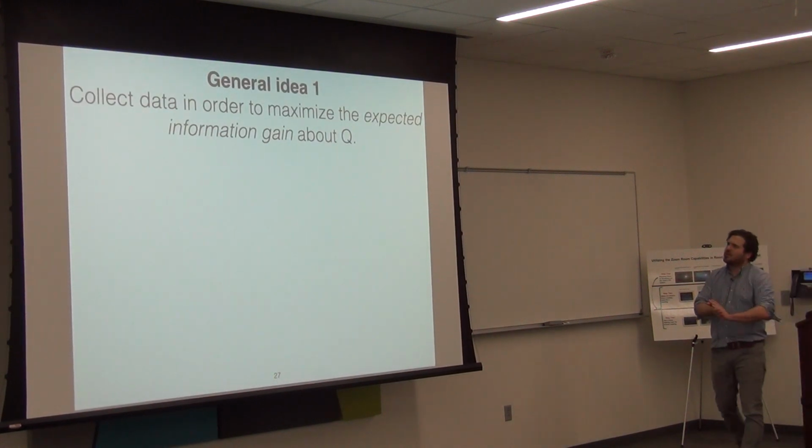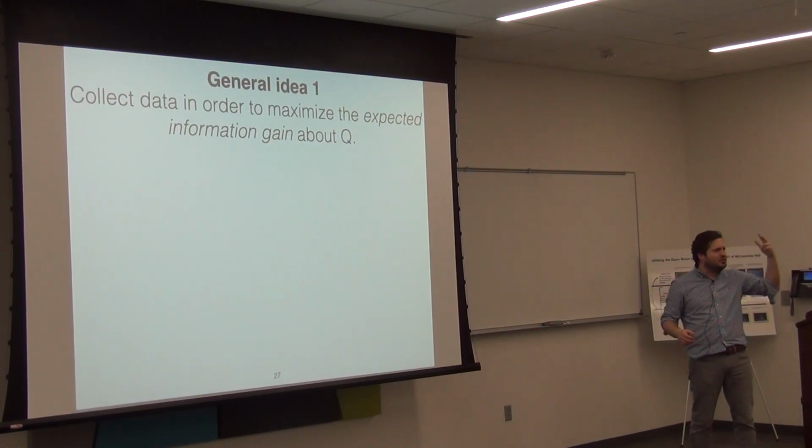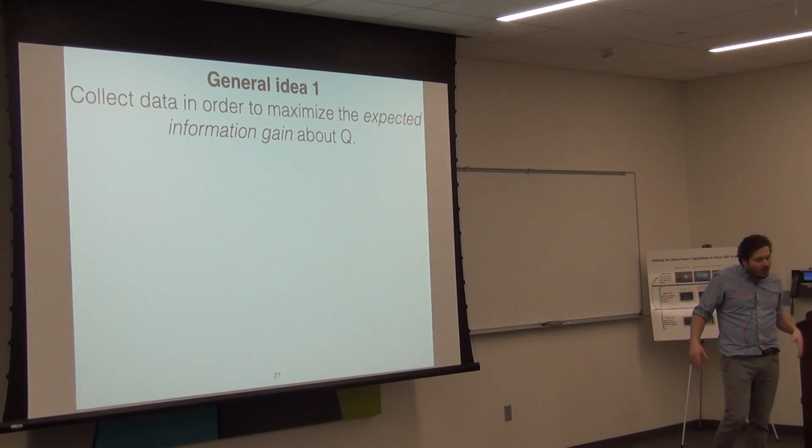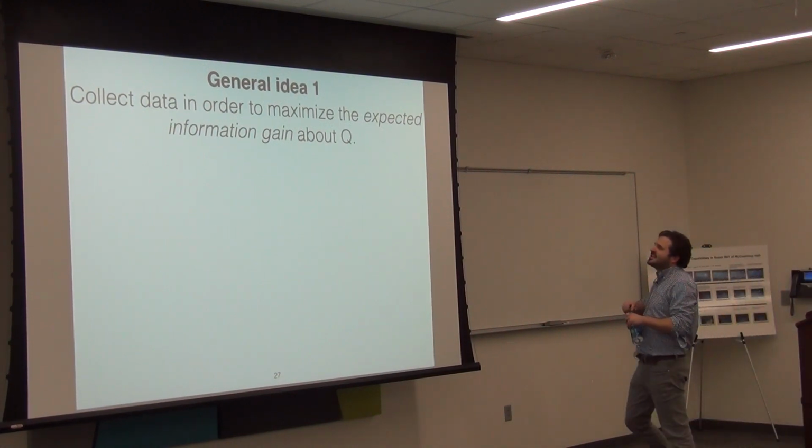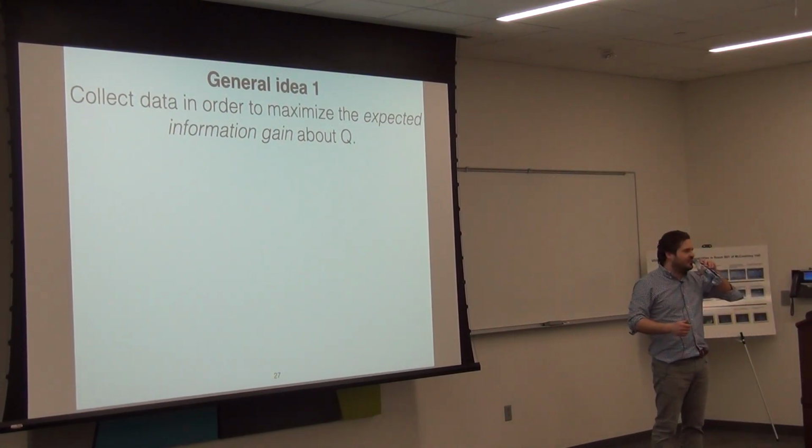All right, general idea number one. I'll give you two general ideas. Which one you use depends really on what you want to do. Okay, so here's the first idea. Collect data in order to maximize the expected information gain about Q.